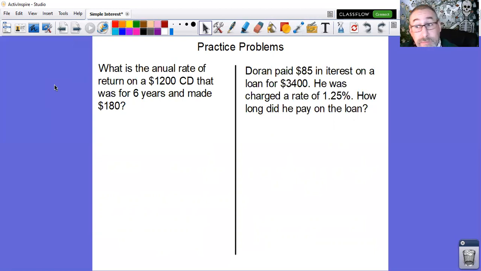Other than that, have fun. I think these are some fun problems. They're one of the things that you're going to need to know because you want to buy a car, you want to get a loan on a credit card, stuff like that. Interest is something that you're going to have to understand how it works.